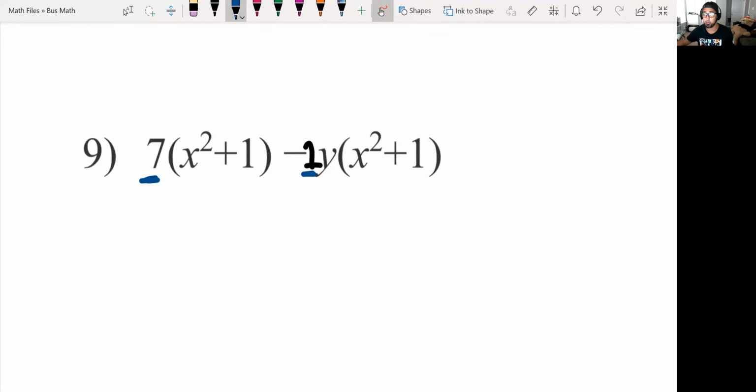Then we look at the next variables, the ones outside the parentheses. Well, I have a y here, but there's no y over there. So we can't do anything with that. So we have to leave the 7 and the 1 alone. We have to leave the y alone. The next thing we look for is something that looks common, hence the word the greatest common factor. What looks common on this polynomial?